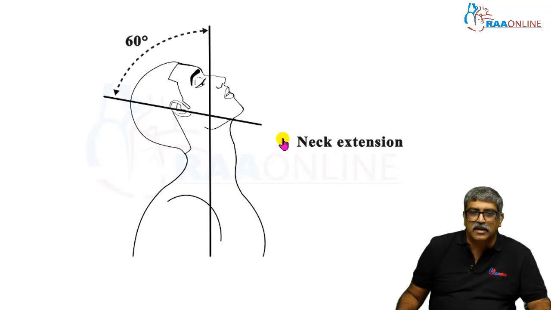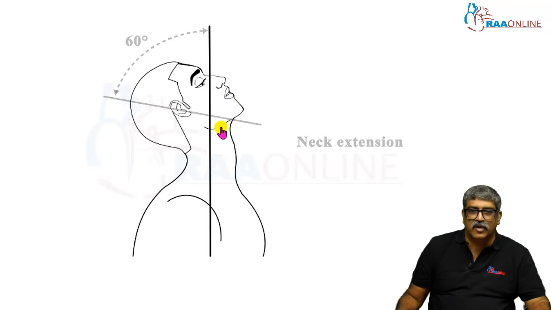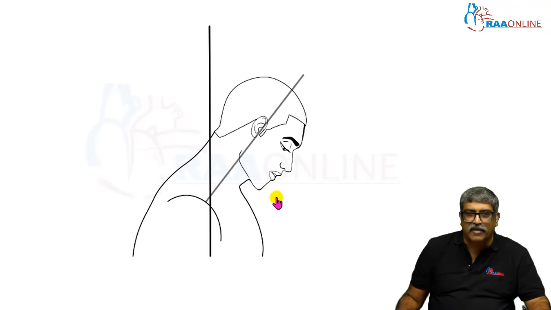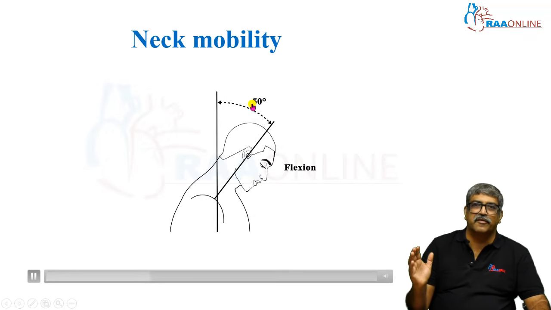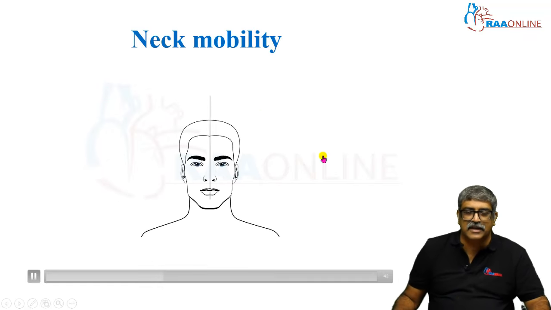Coming to neck mobility. Here you can see the neck extension. Normally it is around 60 degrees. You can extend the neck. Coming to neck flexion, it is about 50 degrees. The flexion is 50 and the extension is around 60 degrees.